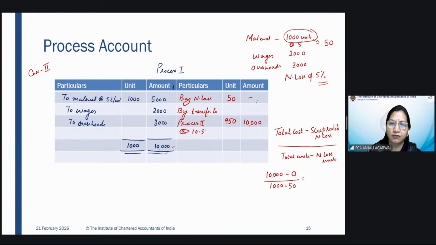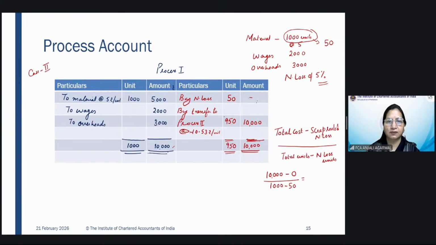And the rate comes out at an inflated rate of 10.53 rupee per unit. Now, remember that if you write here 10.53 and you multiply 950 by 10.53, it will not come out to be exactly 10,000. So this is only an approximate figure. So ensure that when you divide and then you multiply, it might come out to be different figures. So ensure that your totals of units and amounts always match.